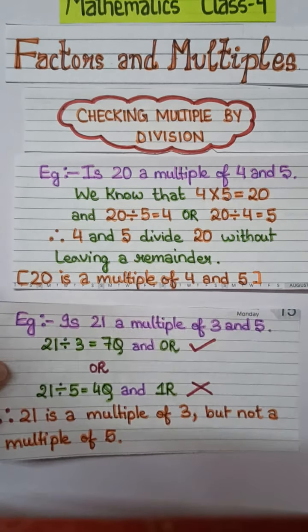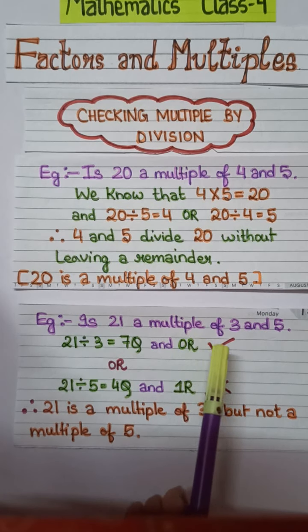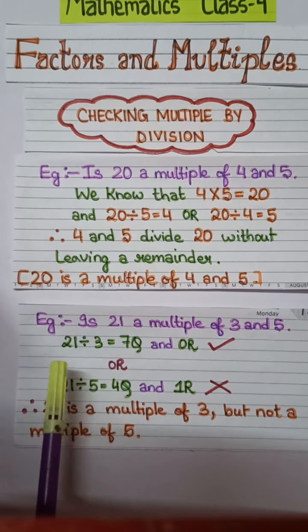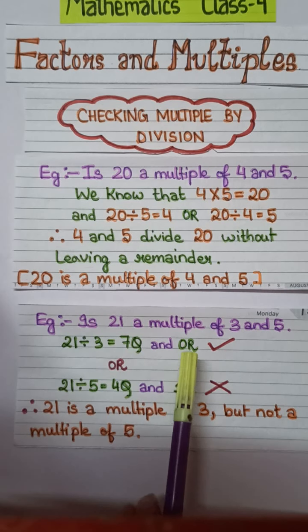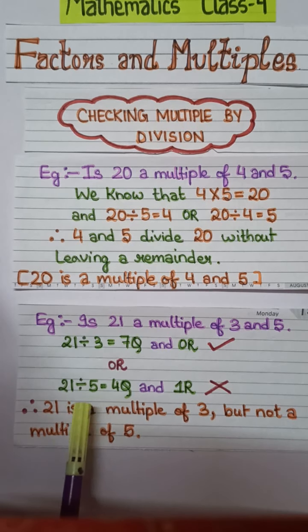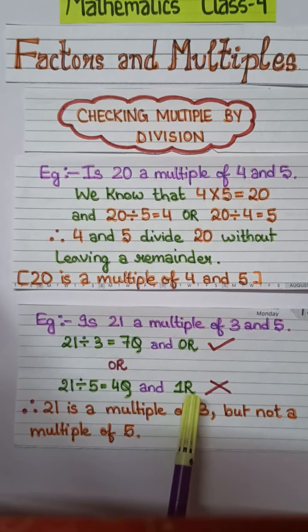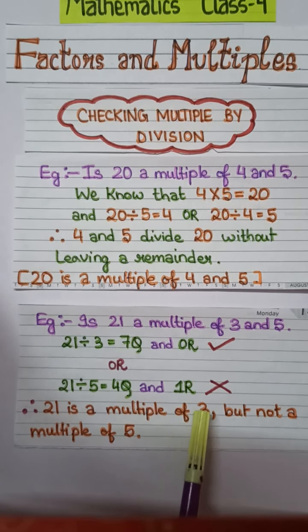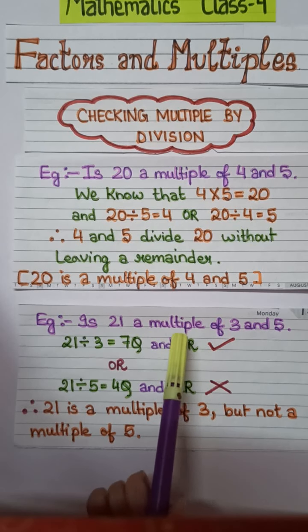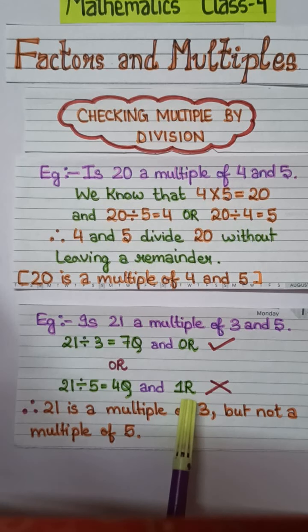Let me show you another example. Is 21 a multiple of 3 and 5? First we divide 21 by 3. We get 7 as a quotient and 0 remainder. Then we divide 21 by 5. We get 4 as a quotient and 1 as the remainder. Therefore, we see that 21 is a multiple of 3 because there is no remainder, but it is not a multiple of 5 because there is a remainder of 1.